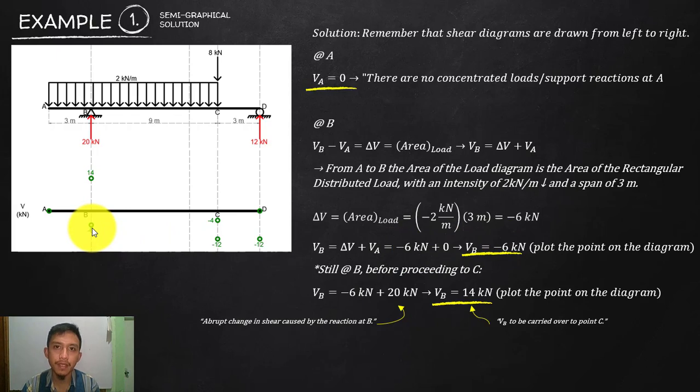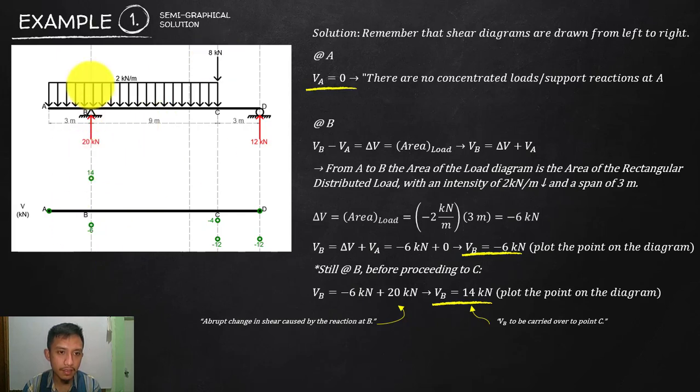Now again, how do we end up with 14 there? Because there is a concentrated load going up. So we will add that one. Going up is positive. From negative 6 plus 20, it will be a positive 14. Okay, so we are good with that.